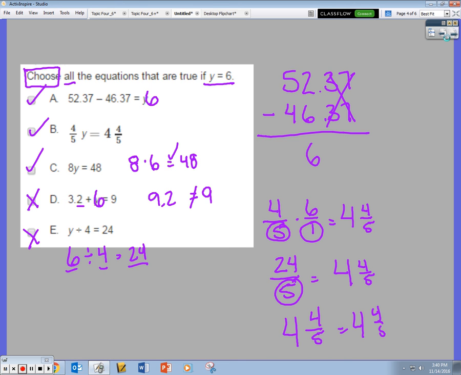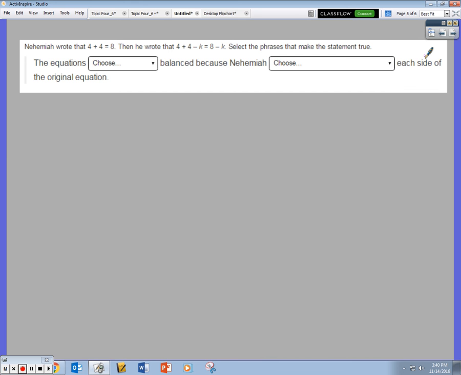All right? Well, we're cruising here. This is great. Now, Nehemiah wrote that 4 plus 4 equals 8. Well, I think we would all agree that 4 plus 4 does indeed equal 8.